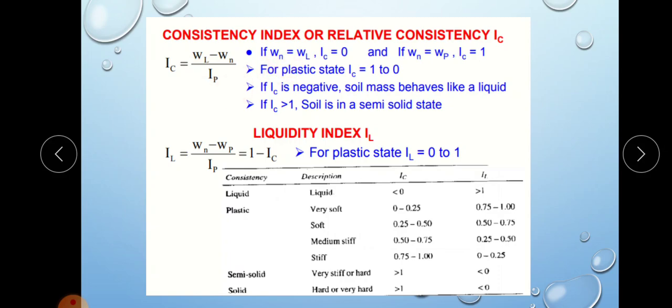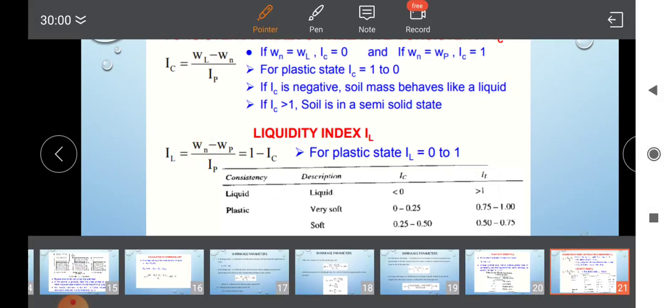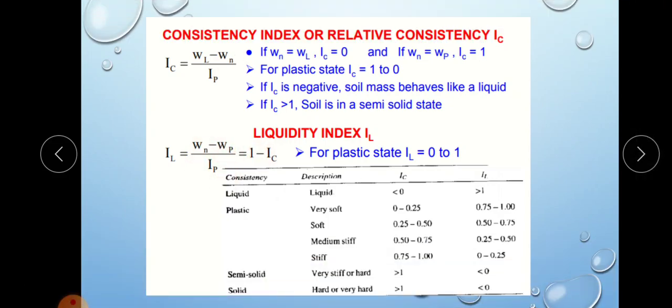And like this, there is another parameter, the liquidity index, which is indicated by IL. Here it is reversed: WN minus WP divided by IP. You have to study IC and IL by comparing these two terms. Here the natural WN comes first, but here we are subtracting WP from WN, WN minus WP divided by IP. That is the liquidity index: natural water content minus plastic limit, divided by plasticity index.